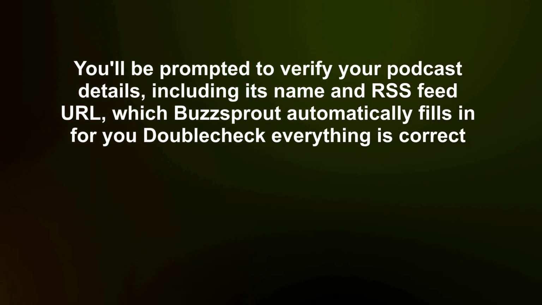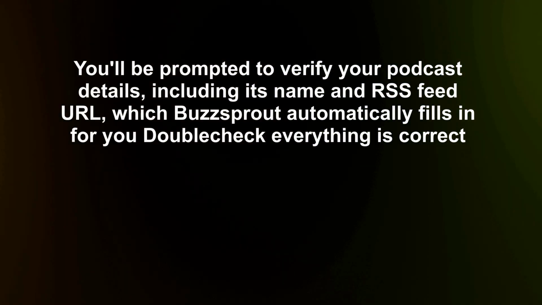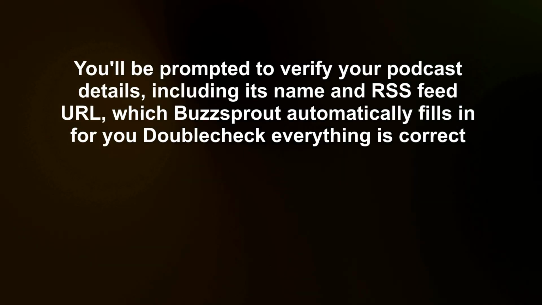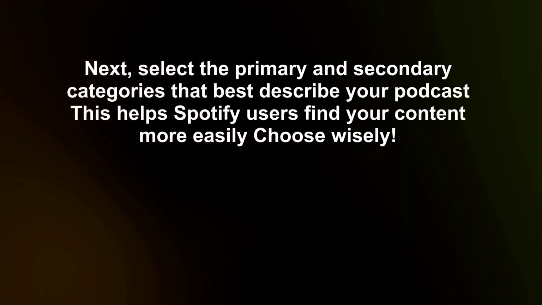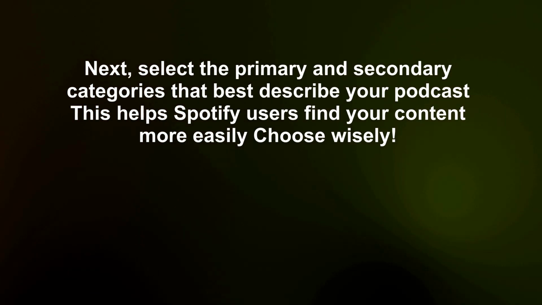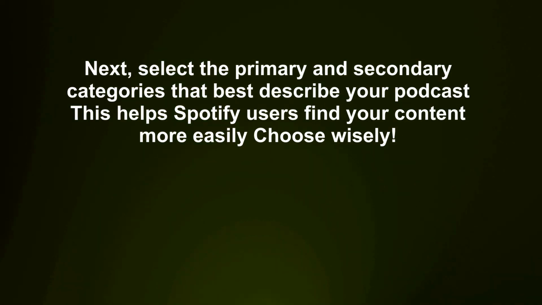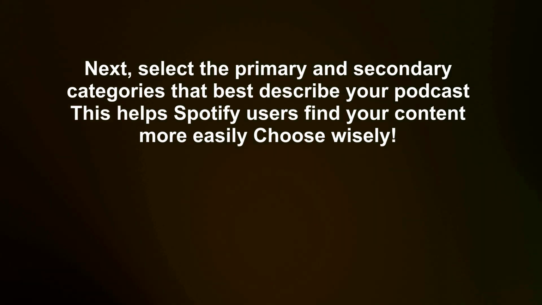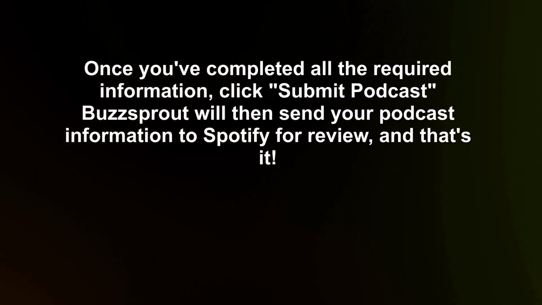You'll be prompted to verify your podcast details, including its name and RSS feed URL, which Buzzsprout automatically fills in for you. Double-check everything is correct. Next, select the primary and secondary categories that best describe your podcast. This helps Spotify users find your content more easily. Choose wisely. Once you've completed all the required information, click Submit Podcast.